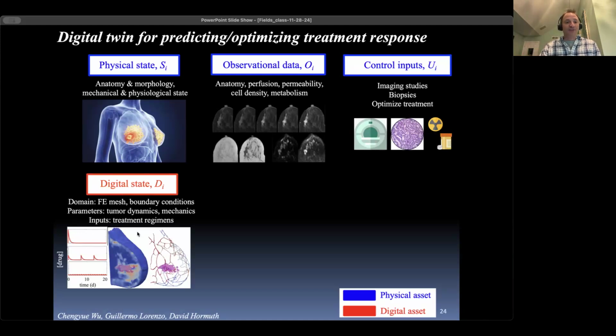Of course, your boundary conditions are super important. And then your parameters, you know, what's going on? What are you tracking in the tumor? Is it just size and shape, or are there other things that are going on? The tissue mechanics might be important. The input to the system, the treatment regimens.